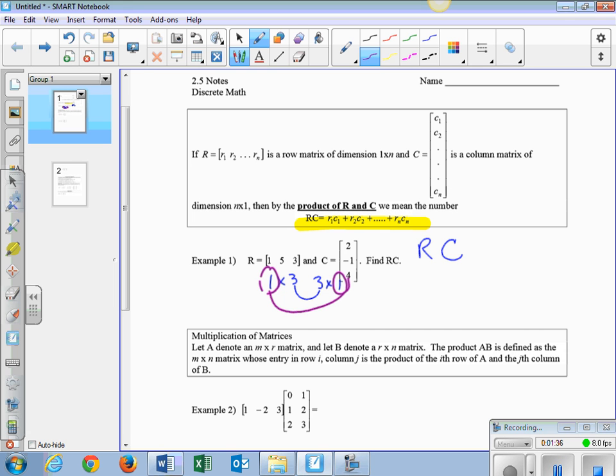Okay, so here is how I'm going to do this. I'm going to take matrix R and actually write it down, 1, 5, 3. It's a row matrix. And the column matrix is 2, -1, 4. To multiply these together, I take the first element in the row and multiply it times the first element in the column. Now sometimes that's kind of hard to match up.